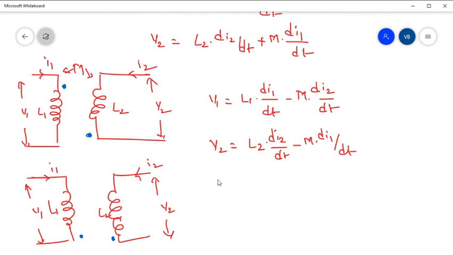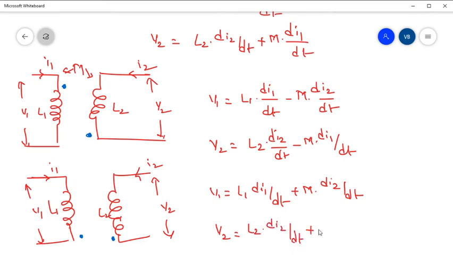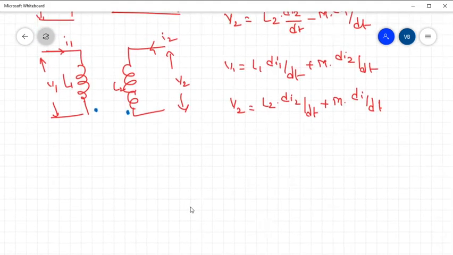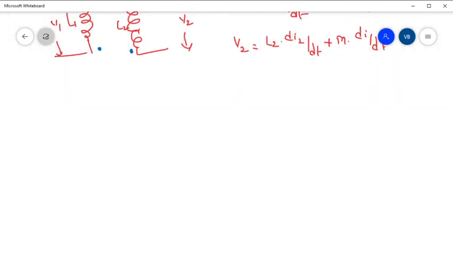So both are leaving. So what we get is that V1 equals L1 into di1 by dt plus M into di2 by dt. And same thing, V2 equals L2 into di2 by dt plus M into di1 by dt. Okay, so this is about your magnetically coupled and electrically coupled.